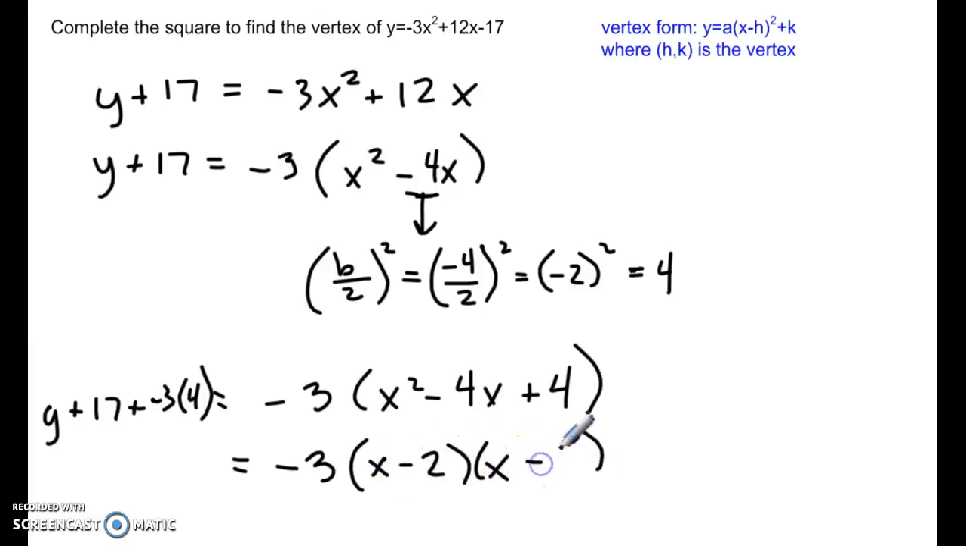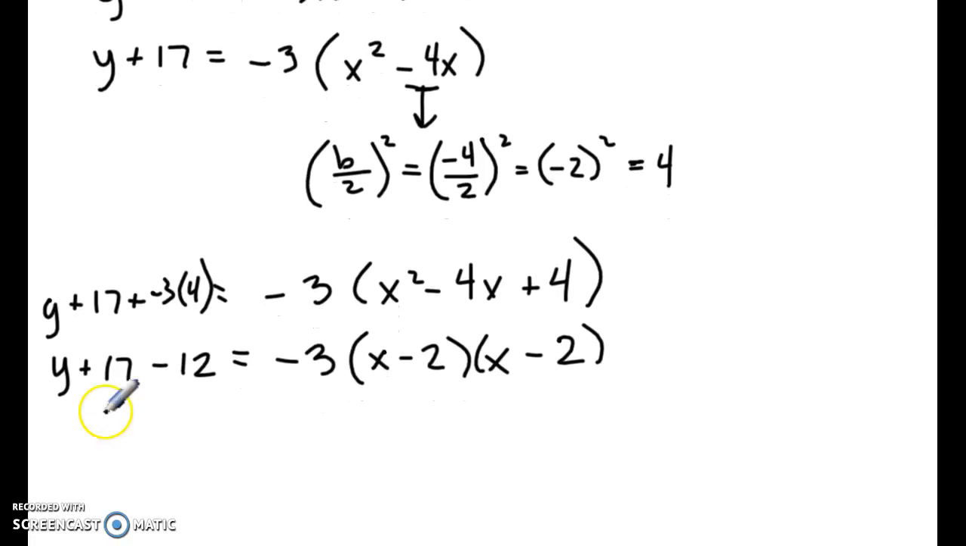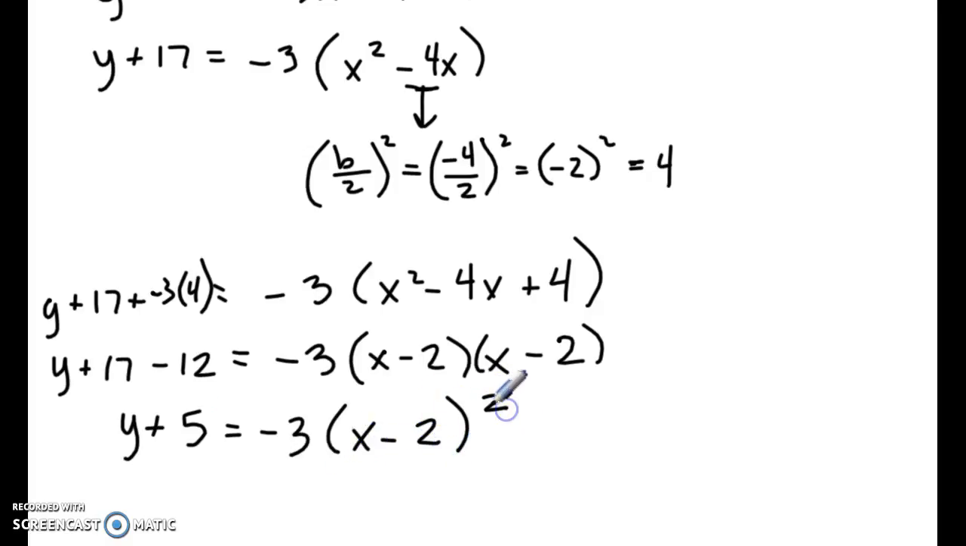that is equivalent to x minus 2, squared. So we know we're on the right track because we want something squared, right? x minus h squared, so here we're going to have something squared. Over here, I'm going to simplify a little: y plus 17 minus 12. All right, so now we get y plus 5 equals negative 3 times x minus 2 squared.